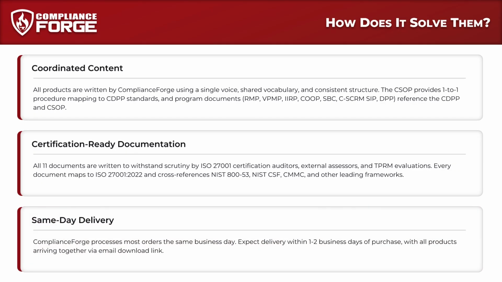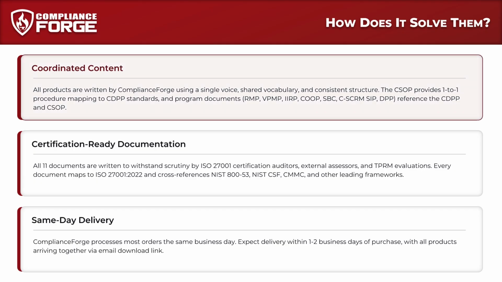The CFD Bundle 2 delivers a pre-assembled, coordinated set of ISO-aligned products, covering policies, procedures, and all major program-level domains expected of a certifiable information security management system. The first is coordinated content. All products are written by ComplianceForge using a single voice, shared vocabulary, and consistent structure. The CSOP provides one-to-one procedure mapping to CDPP standards, and the program documents reference both.